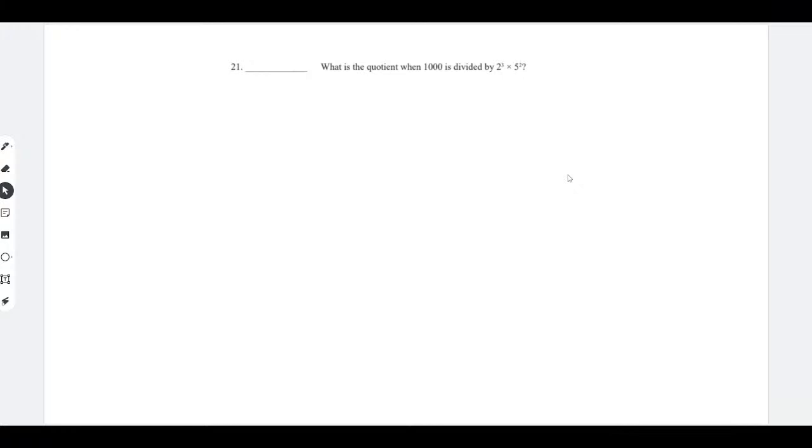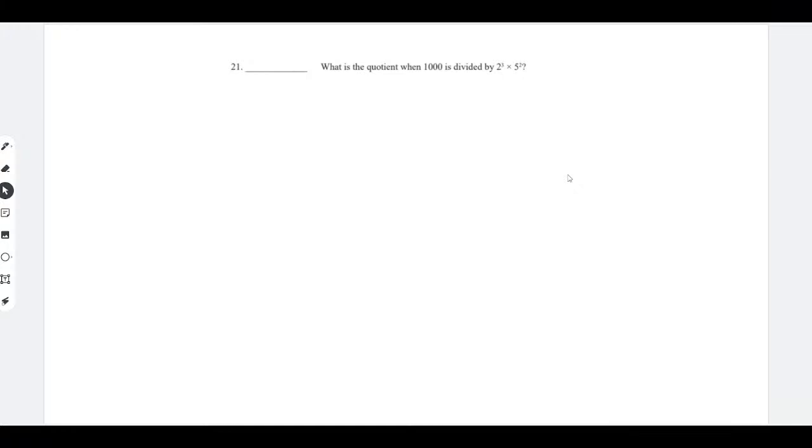So how did you figure that out? 2 cubed times 5 squared is 200, and it has 2 zeros on the end, and 1000 has 3, so I canceled out 2 zeros from both of them, and then 10 divided by 2 is 5. Yeah, that's one way to do it. It's totally valid.